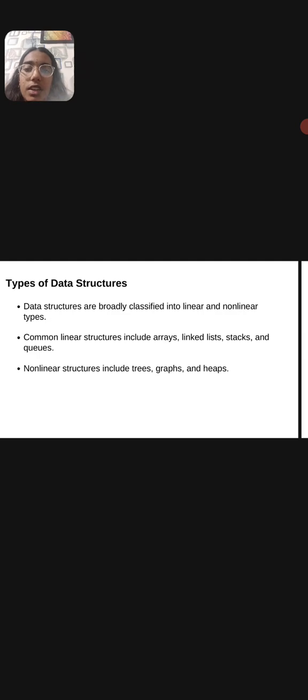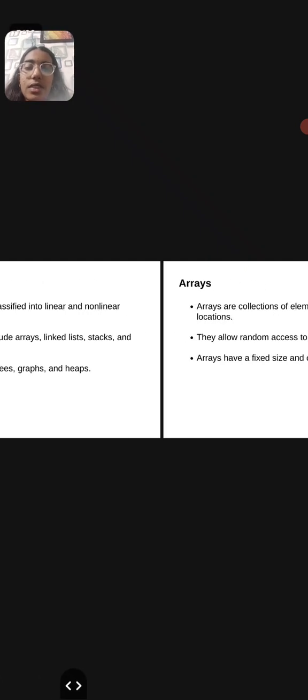Next is types of data structures. Data structures are broadly classified into linear and non-linear. In this, linear includes arrays, linked lists, stacks, and queues. Non-linear structures include trees, graphs, and heaps.